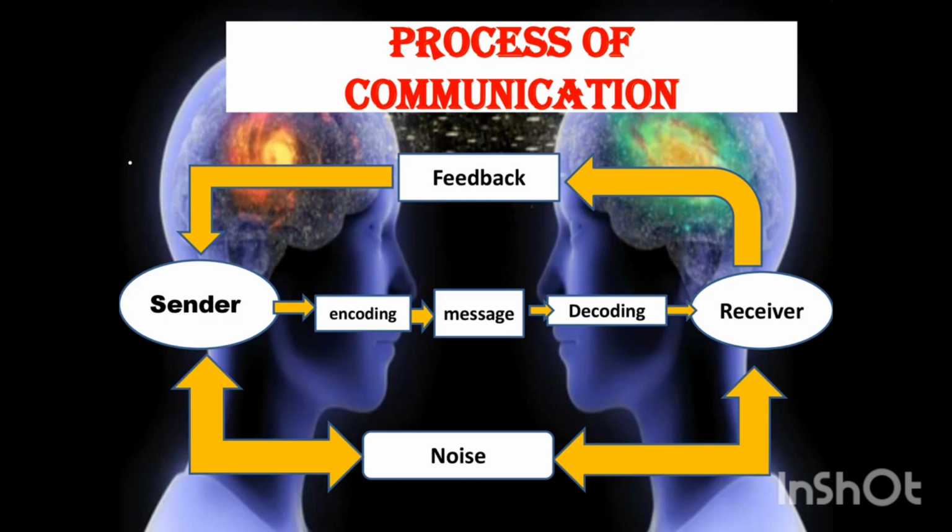So what is the process of communication? The process has a few elements of communication. First is a sender. They will be sending a message through encoding. The message is decoded by the receiver. The receiver sends feedback to the sender. So this will be a complete process of communication.